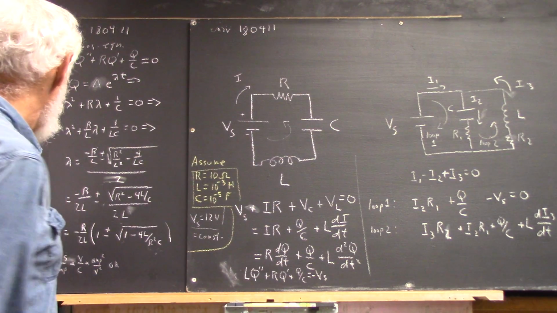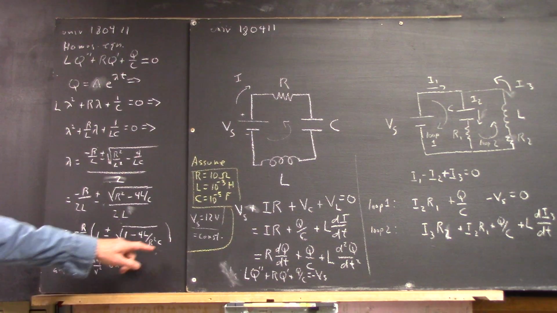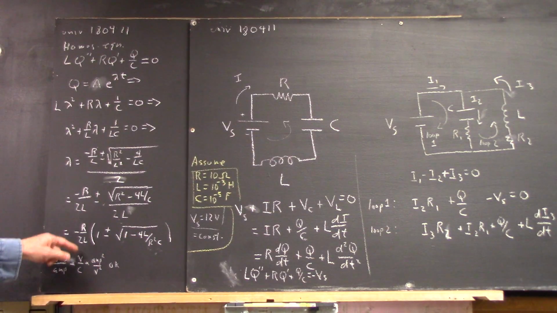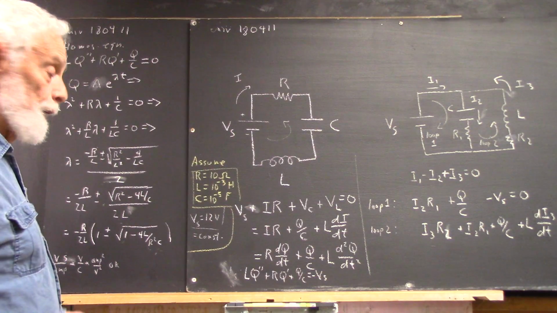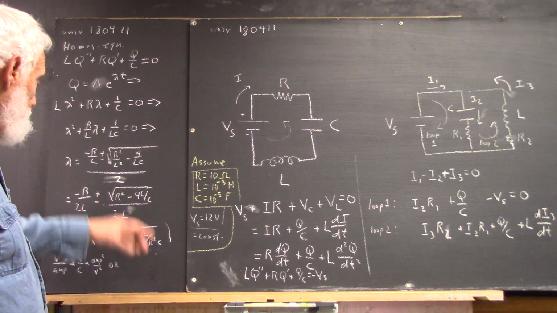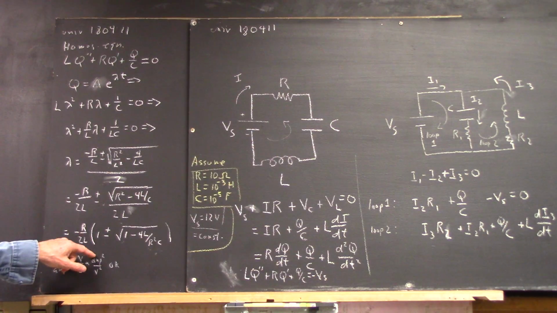Okay? And the units work out. Okay? Units of L, volts seconds per amp. Units of reciprocal capacitance, volts per coulomb. Units of resistance are volts per amp. Reciprocal resistance would be amps per volt, and it's squared, so we get this. So we have an amp to take care of that amp.